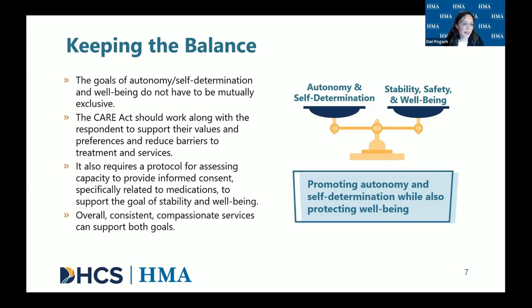And in fact, the way the CARE Act is laid out, it's really about balancing these two crucial needs to a person's mental health treatment along the CARE Act process. So ensuring someone has stability in their life, someone is stable, safe, and enjoys well-being is crucial to preserving their autonomy and self-determination. And I would argue the same vice versa, and we're going to talk more about that today.